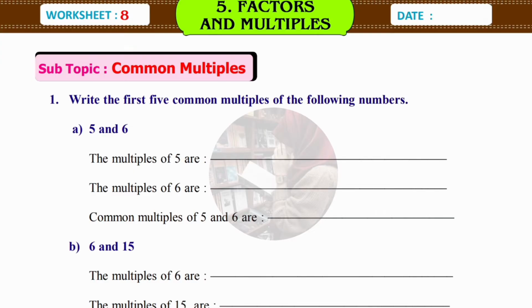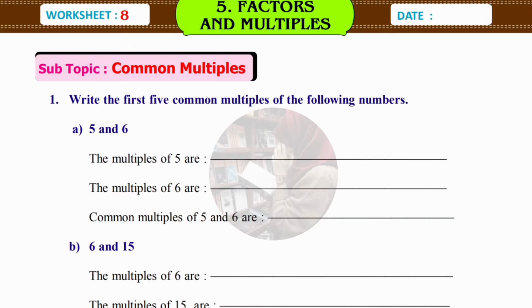Here we have been given two numbers. First of all, we have to write down the multiples of the given numbers. Then we have to check both multiples of the given numbers, and we have to pick out the common multiple among the given numbers.